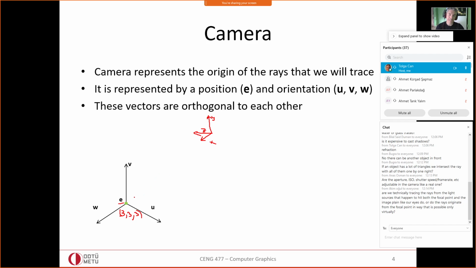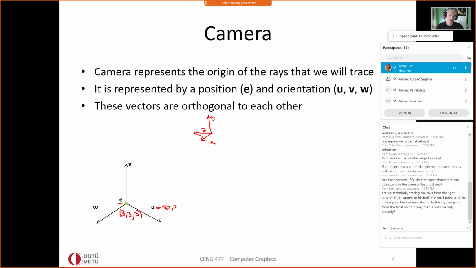And in that coordinate system, these directions are the local reference frame of our camera, which shows the orientation of the camera. These are the U, V, and W vectors. Actually, U usually is considered as the vector 1, 0, 0, a unit vector along the x-axis.